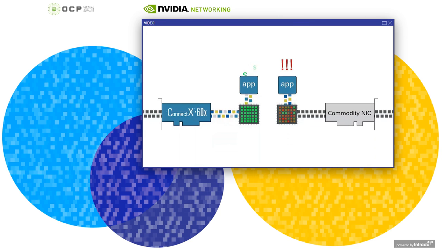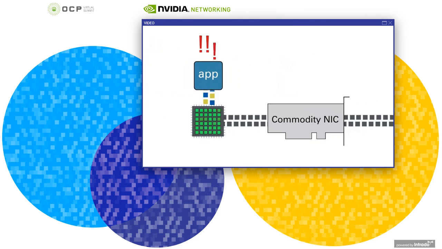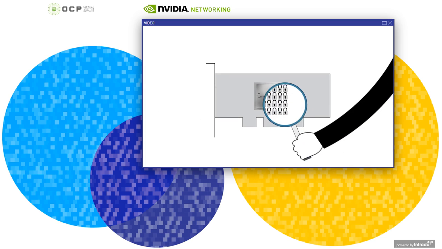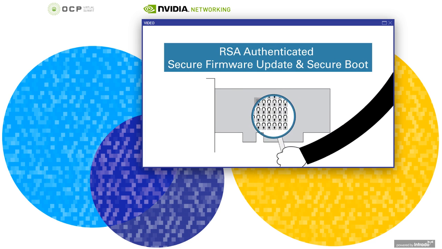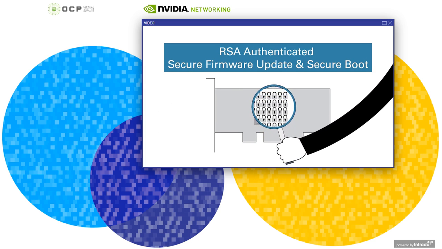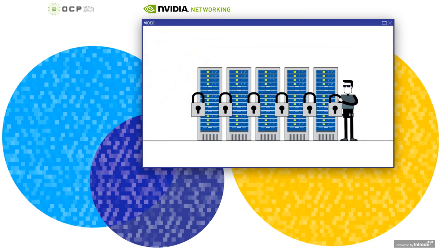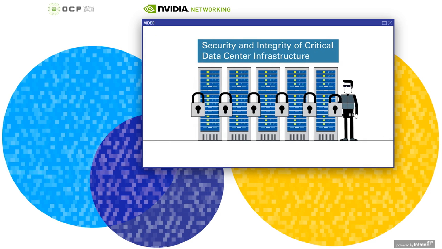Without the inline hardware crypto engines, these accelerators would otherwise be rendered useless when presented with opaque encrypted payloads. Furthermore, equipped with hardware root of trust and support for RSA-authenticated secure firmware update and secure boot, ConnectX-6DX also guarantees the security and integrity of critical data center infrastructure.